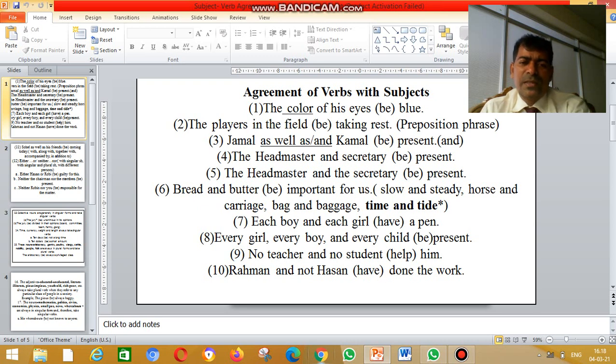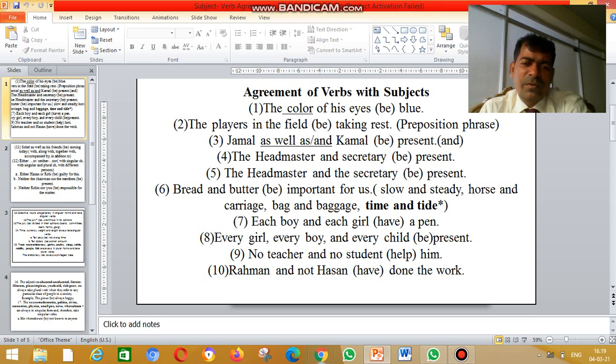And sentence number 6, bread and butter. Dear students, you can see here the phrase bread and butter. If you know, that's well. If you don't know, you may think that there are two nouns, bread and butter, so you can be confused here. You may use are, but that is not right. Bread and butter means one thing, that is our occupation, one thing.